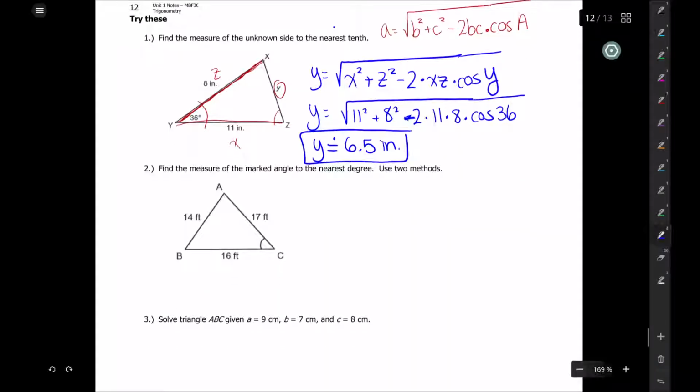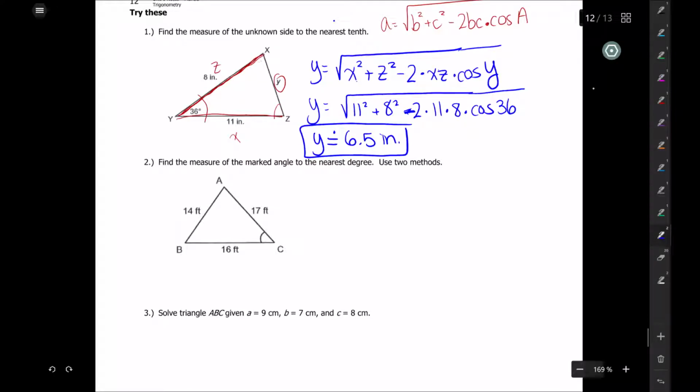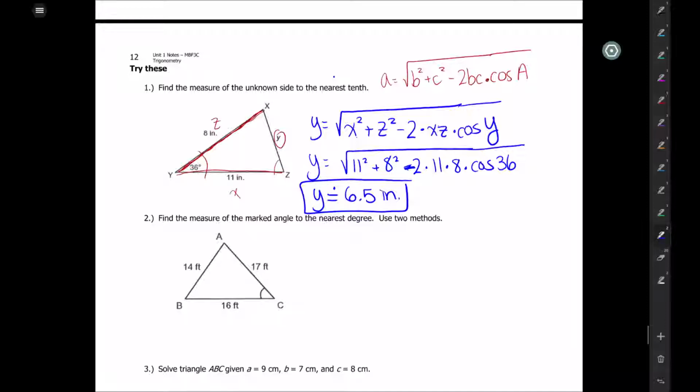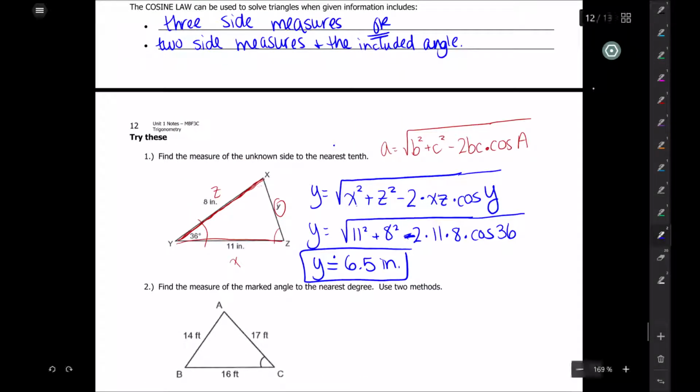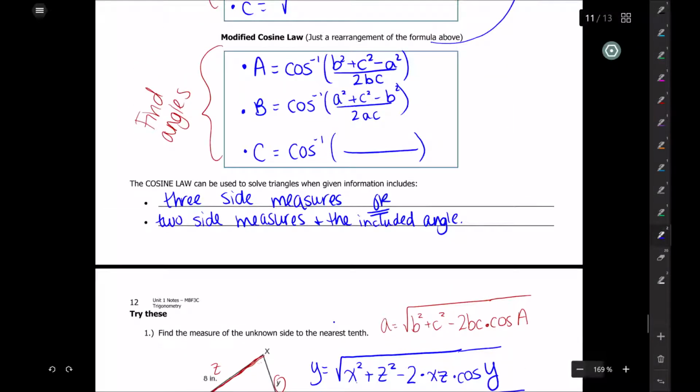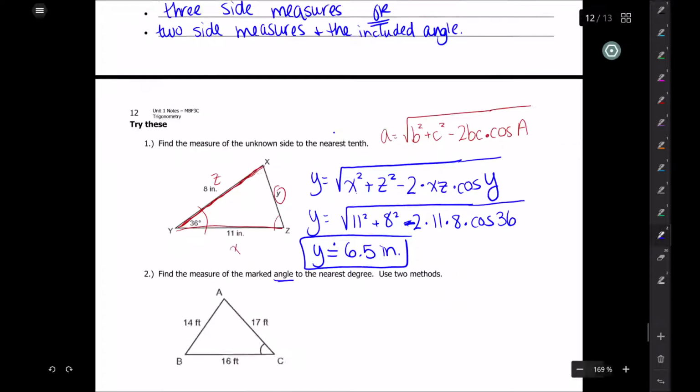Okay, so let's take a look at number 2. It says find the measure of the marked angle to the nearest degree. It says use 2 methods. In this video, we're going to use one method, and then in class, I'm going to show you guys how to use the other method, okay? So this time we're trying to find an angle, and since we're trying to find an angle, we're going to use one of these 3 formulas here, okay?